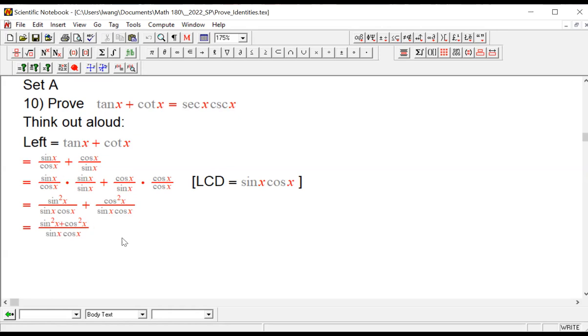All right, so what's on the top? The top is 1, right? Because we have that identity, sine squared plus cosine squared equals 1. So we have the same denominator until the end, and the top is equal to 1. And the bottom can be separated into 1 over sine x multiplied by 1 over cosine x. Of course, this is a cosecant and this is secant. So in the end, we got that equals cosecant x multiplied by secant x.